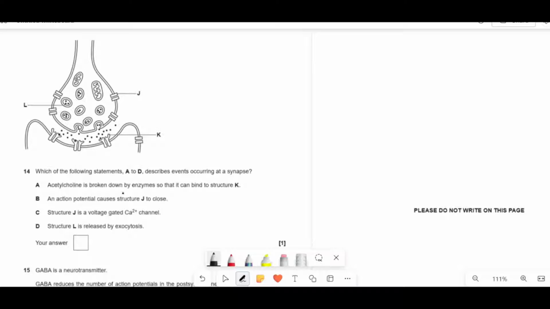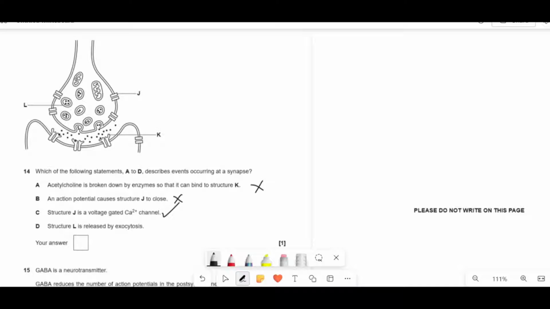So acetylcholine is broken down by enzymes so it can bind to structure K. That is incorrect. The enzymes break it down to stop it from staying here and getting retaken back up in here. So that's out. An action potential causes J to close. That is incorrect. An action potential coming here means calcium ion channels open so vesicles can do their job. And then it says structure J is a voltage-gated calcium ion channel. Yes, it is. Structure L is released by exocytosis. No, it's not.